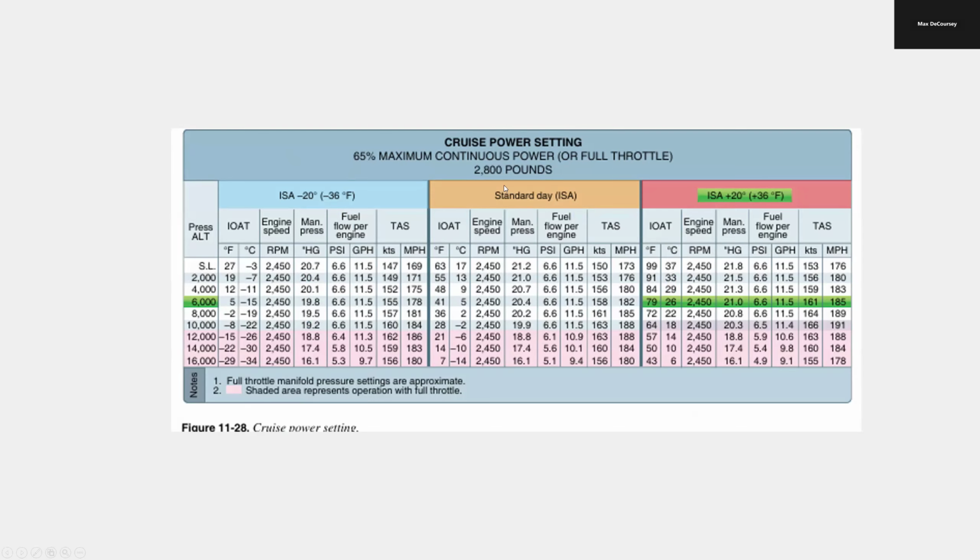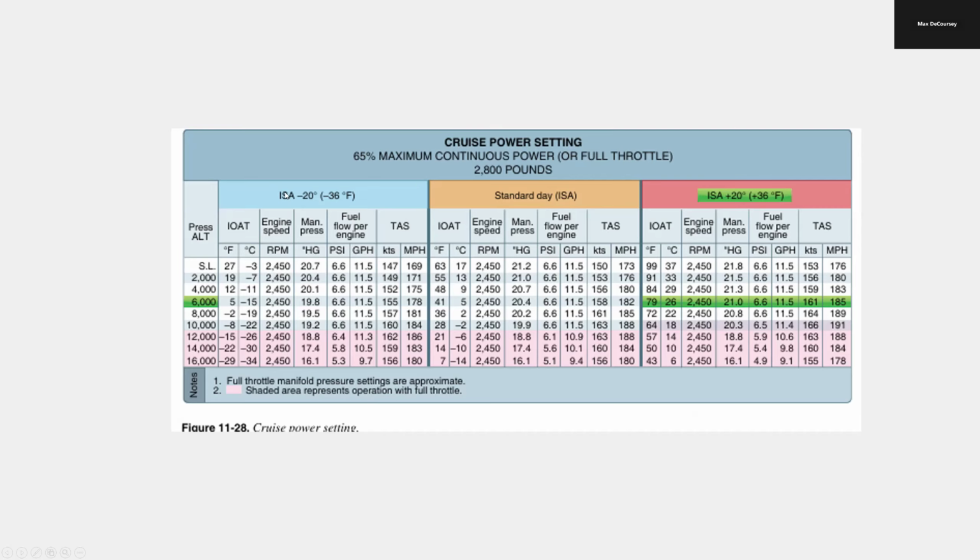pounds. So what you would do is you'd find your pressure altitude, or the altitude that you want to cruise at, or whatever's closest to it. Remember, always go for a worst case scenario. So if we're cruising at 5,000, we're going to use the 6,000. If we're cruising at 7,000, we're going to use the 8,000. Okay, don't use 4,000 if you're cruising at 5,000. Always go worst case scenario.